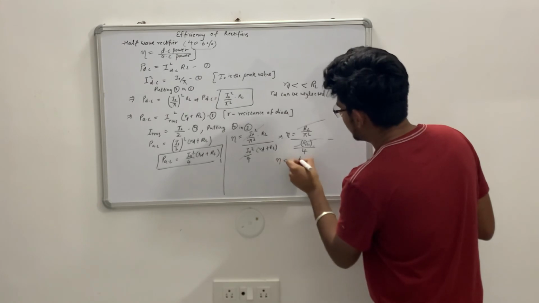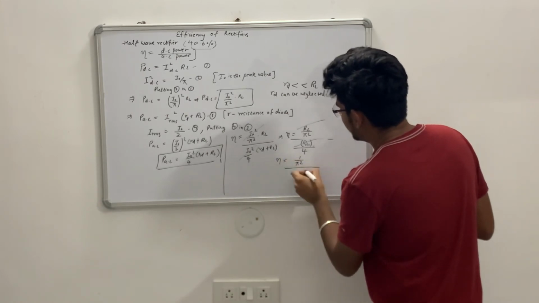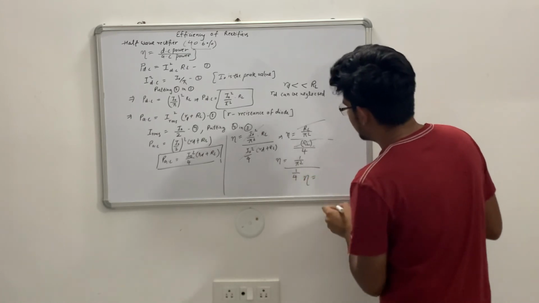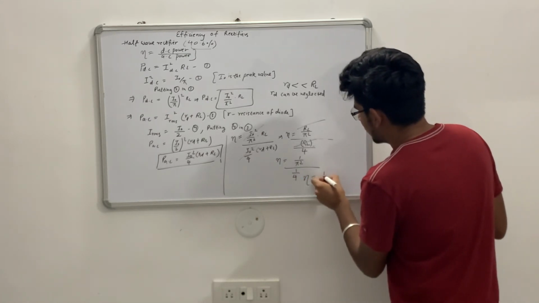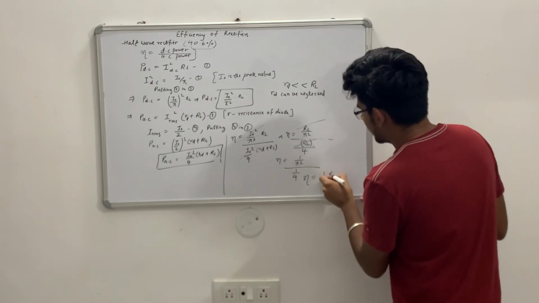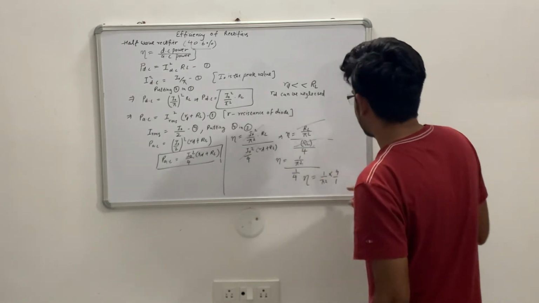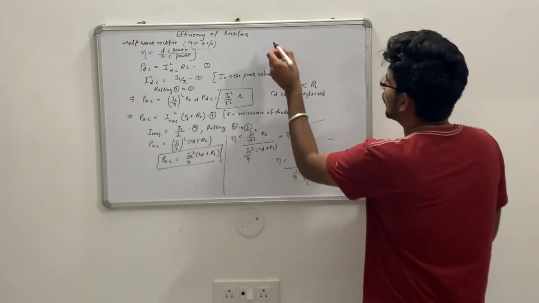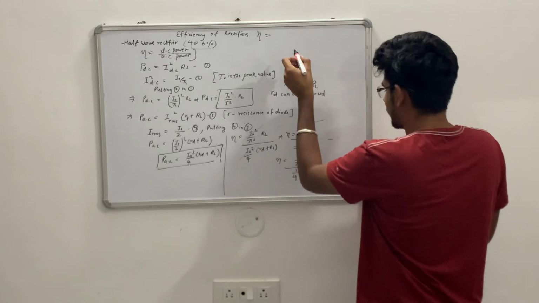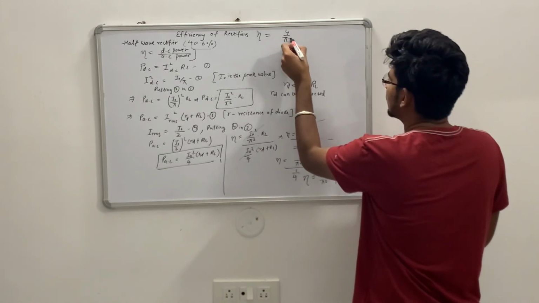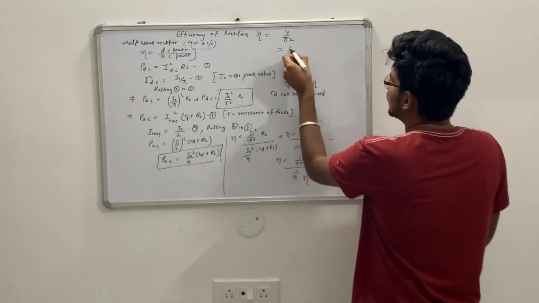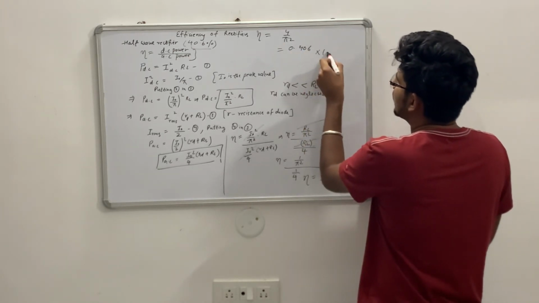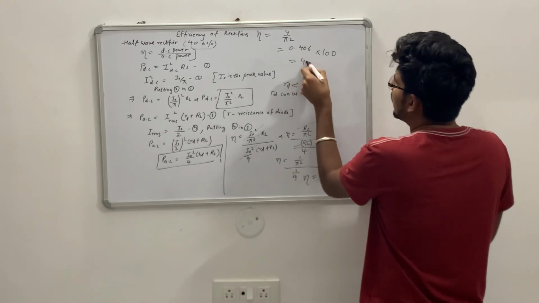So now we are left with 1 upon pi square divided by 1 upon 4. Here the value of efficiency comes out to be 1 upon pi square into 4 by 1. So I am writing here at the top, efficiency is equal to 4 upon pi square, that is 0.406, and if we multiply it with 100, we get 40.6%.